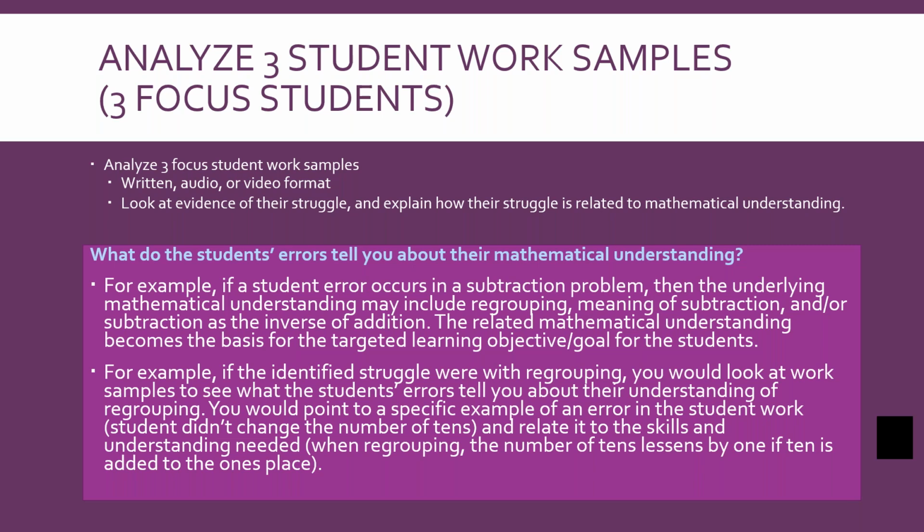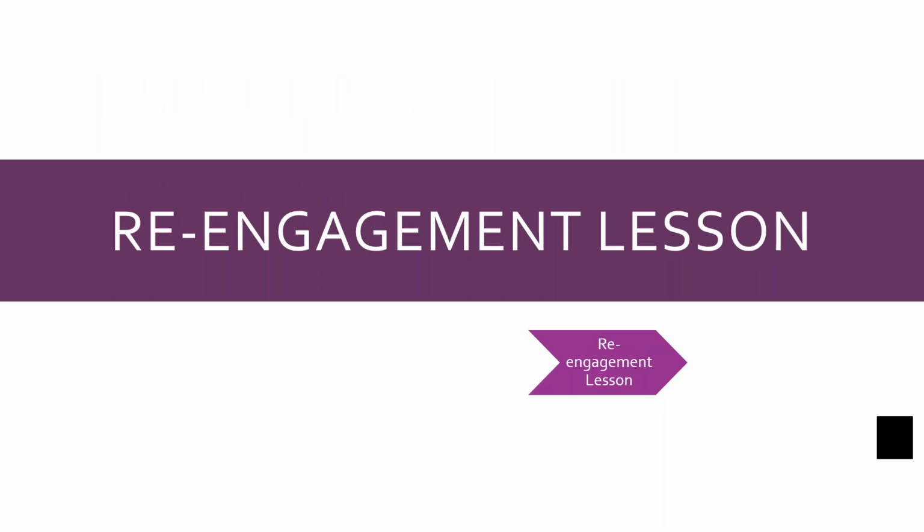So not only do we need to analyze their student work, we need to find the concrete evidence, and we need to determine what this tells us about their mathematical understanding. What skills are they missing? And once you have identified what skills they are missing, for example, the regrouping, you're ready for the re-engagement lesson. The re-engagement lesson uses 3 work samples, sets a learning objective, goal, and designs a re-engagement lesson.